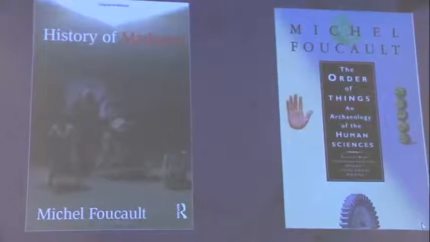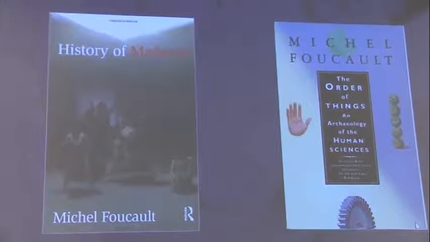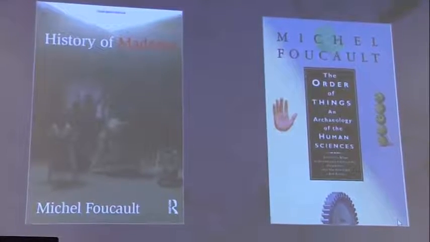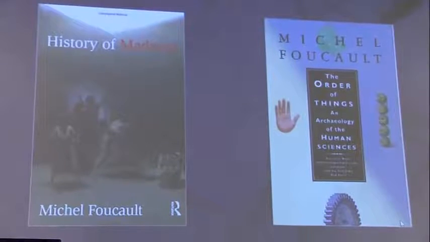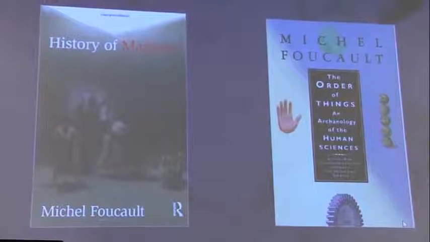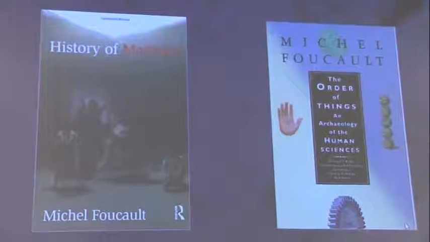So in the History of Madness, for example, which is his first book, it's also his doctoral dissertation, he's interested in how mental asylums in the 16th to 18th century started to form their sciences of what we would now call modern psychiatry.